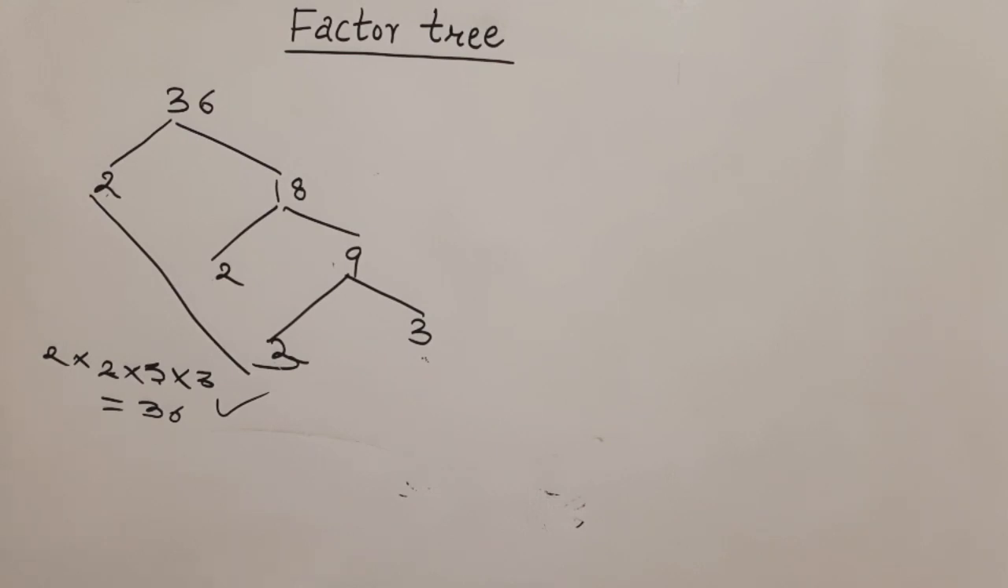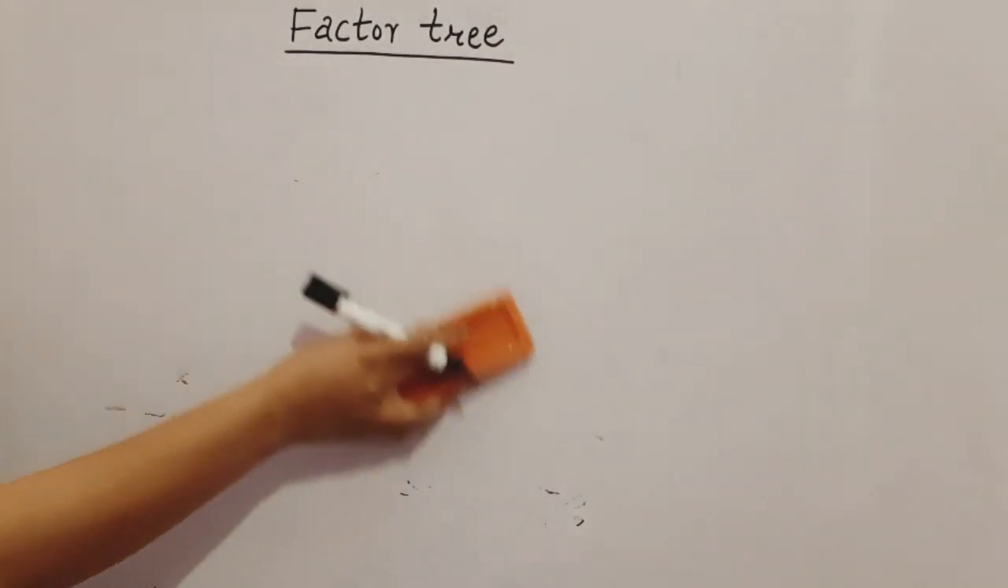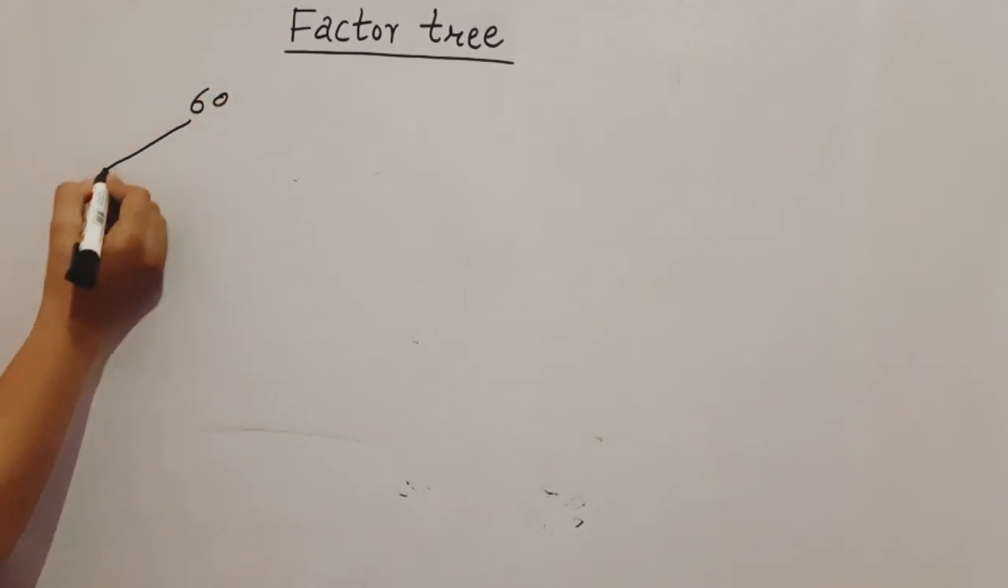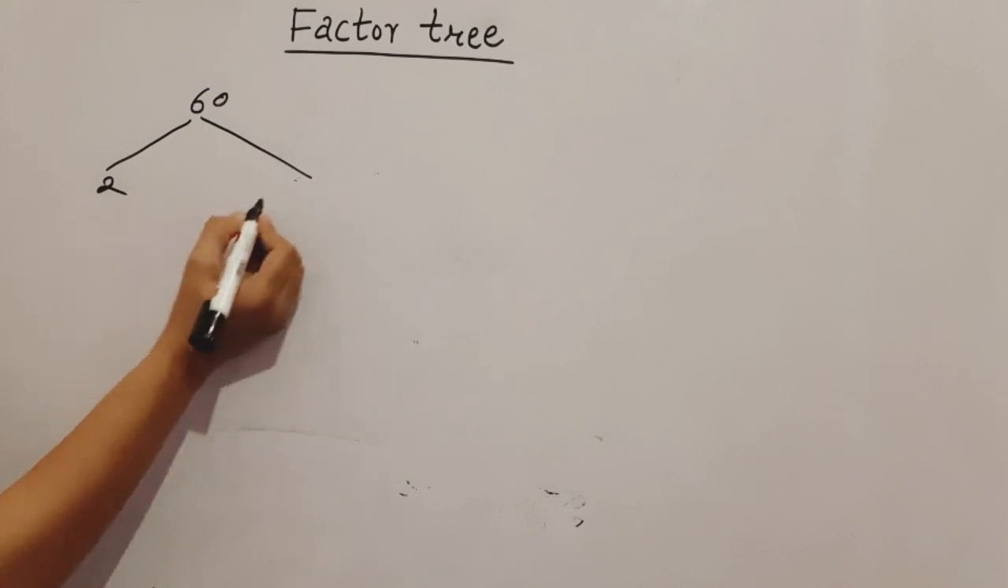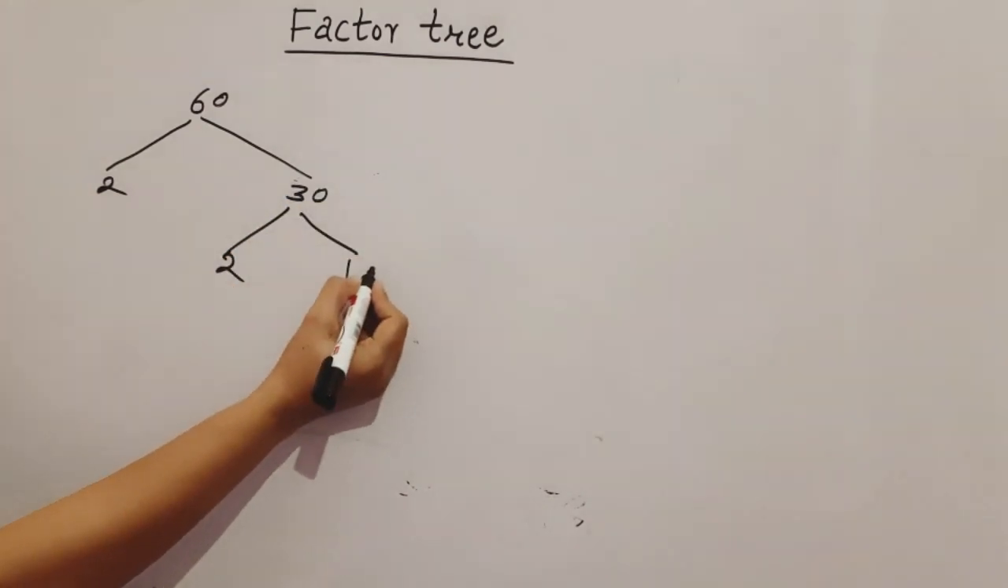Okay students. Now I am going to take one more example to make you understand the factor tree. The next example which I am going to take is 60. It is given in your maths book also. So I am going to divide it by 2 only. 2 3s are 6, 2 0s are 0. Again with 2, 2 1s are 2, 2 5s are 10.